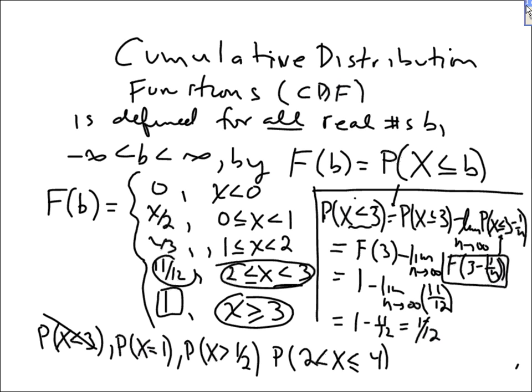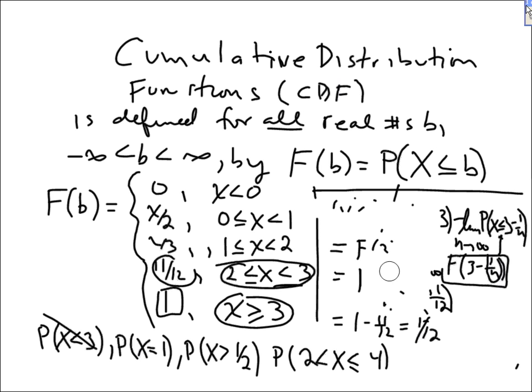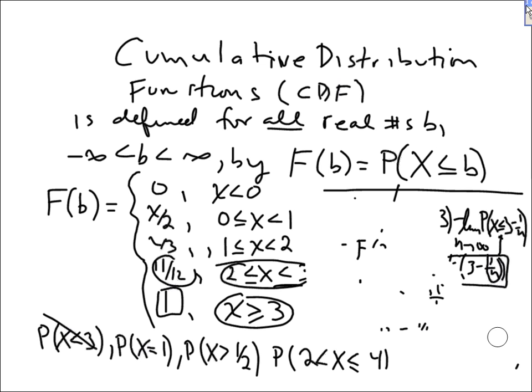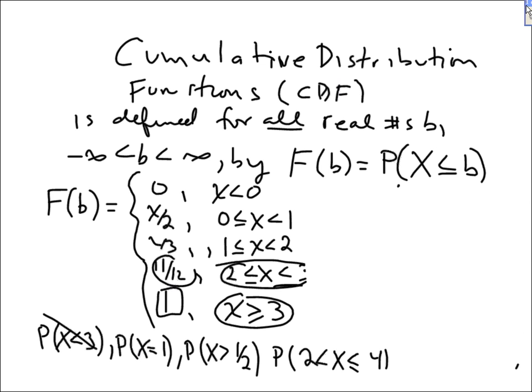We did that one. What about the probability that x is identically 1? The probability that x is exactly 1. Now, sometimes you're given that information, but not in this problem. We're not given the PDF, the probability distribution function. We're just given the cumulative function.